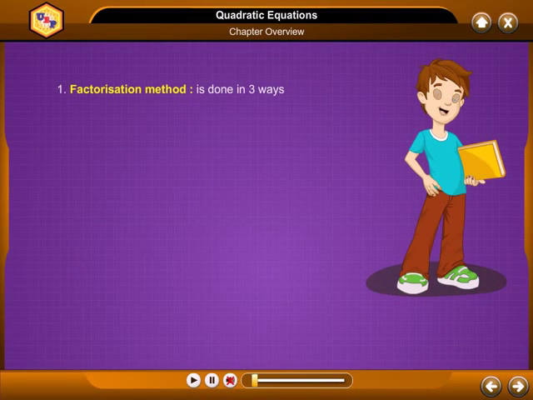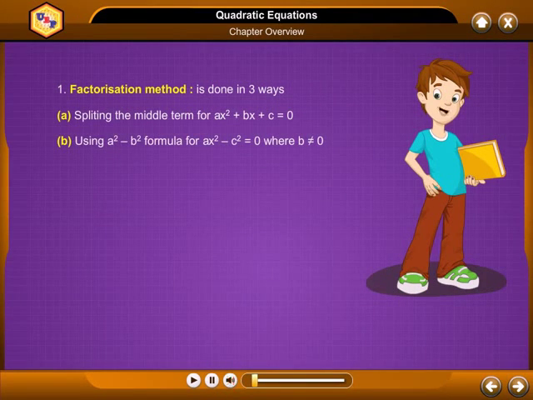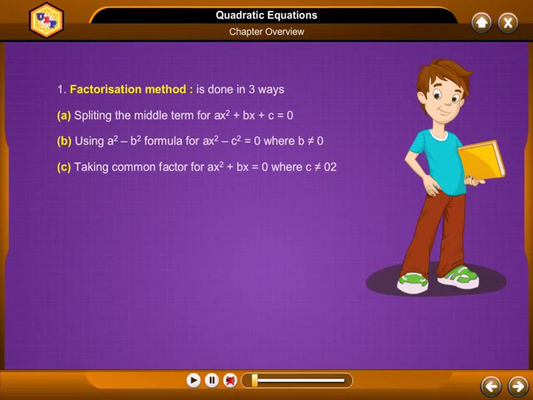Factorization method is done in 3 ways. Splitting the middle term for ax square plus bx plus c is equal to 0. Using the a square minus b square formula for ax square minus c square is equal to 0, where b is equal to 0. Taking common factor for ax square plus bx is equal to 0, where c is equal to 0.